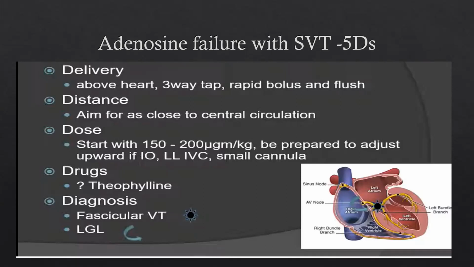And the third D is the dose. Are you starting at 100 mic per kilo? But actually the evidence shows that children need 170 to 200 mic per kilo to revert. So if you are using IO access or a cannula in the foot, then consider starting at 200 mic per kilo.